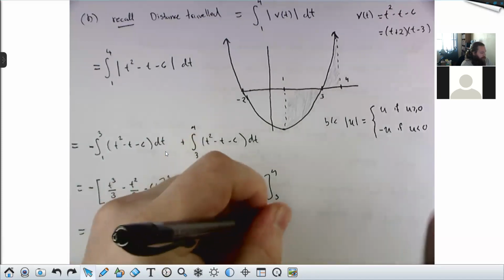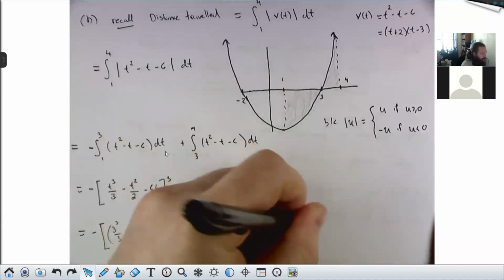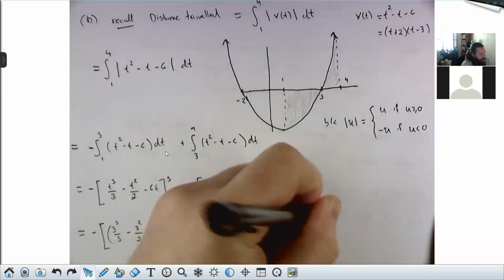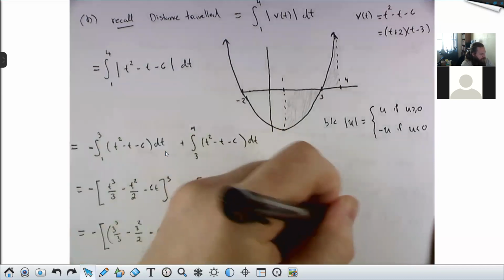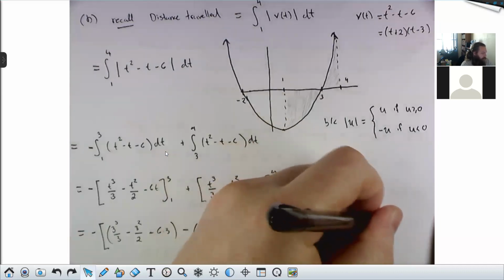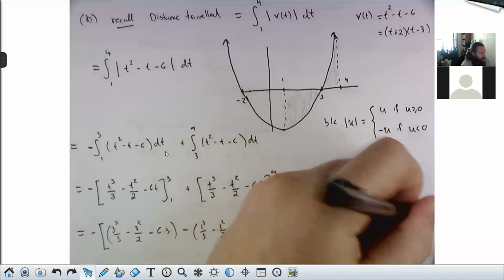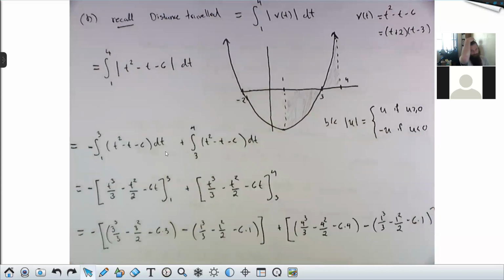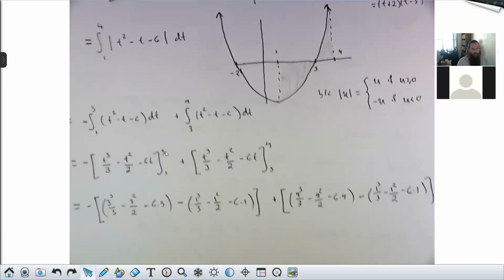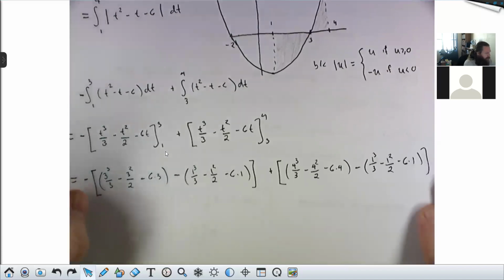And then plus what I get from here, which is going to be 4 cubed over 3 minus 4 squared over 2 minus 6 times 4, minus 1 cubed over 3 minus 1 squared over 2 minus 6 times 1. And now there's a big mess of arithmetic to do. Let's see what we can get. I'll simplify a little bit and then we'll turn back to the calculator to help us out.